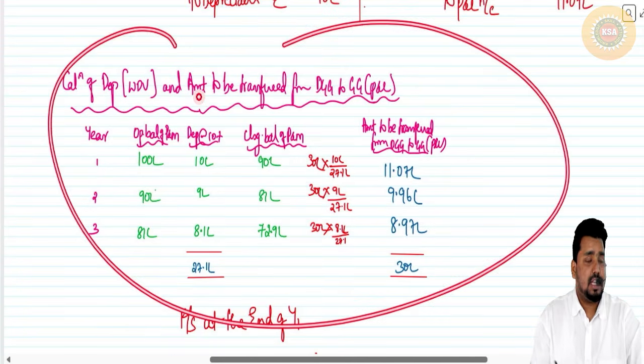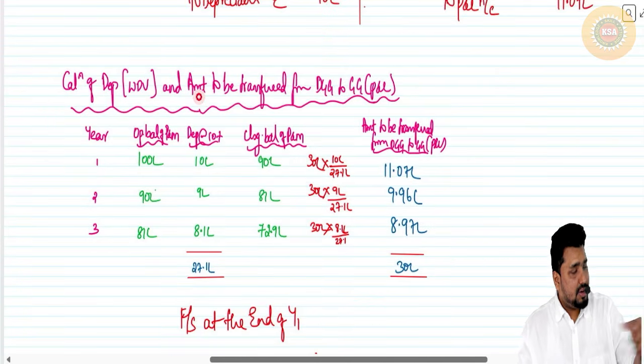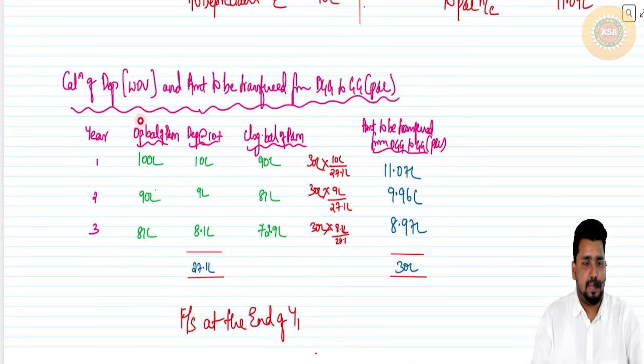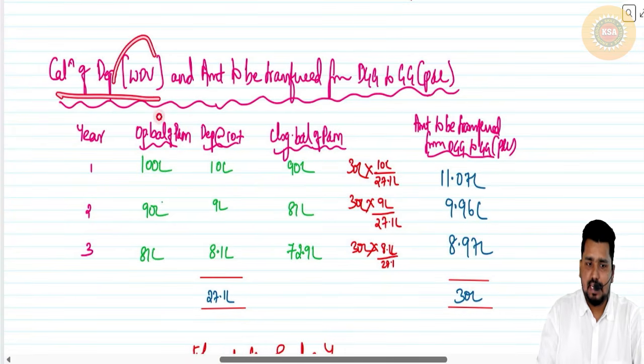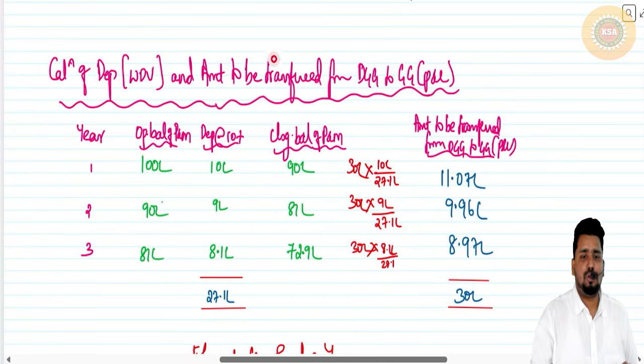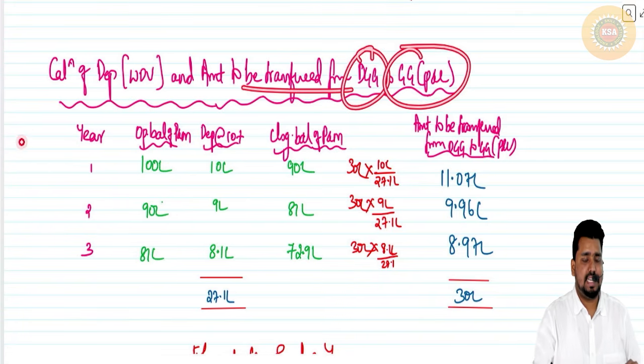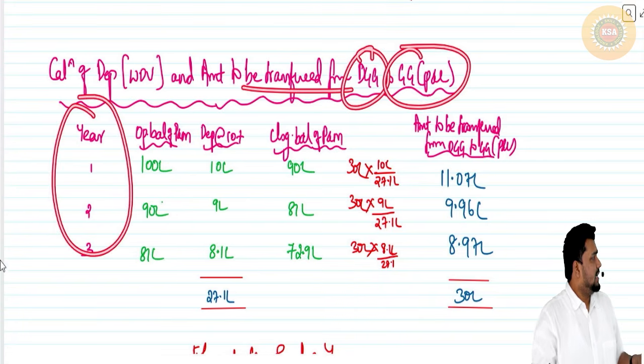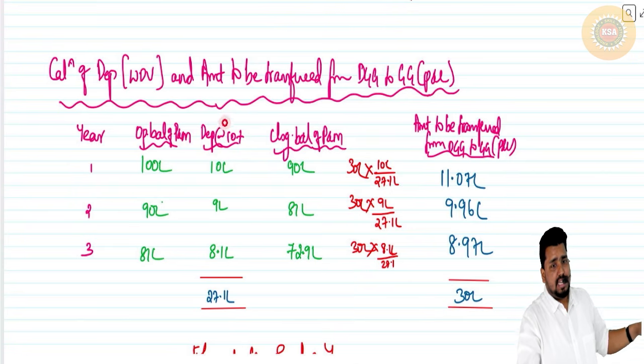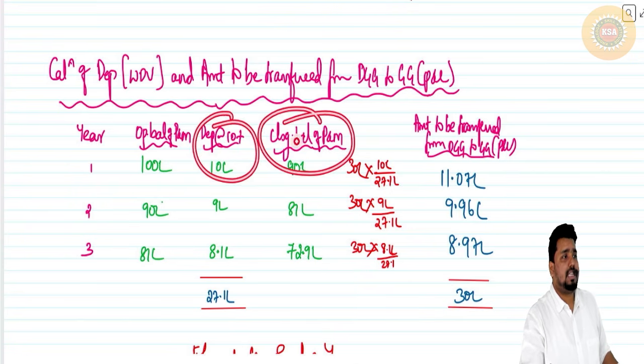For this I used to tell one calculation. This table we are going to do in the next standard also. Listen to me. So, calculation of depreciation under the WDV method, and amount to be transferred from DGG to GG. The format I have written: year, opening balance of plant and machinery, 10% depreciation, closing balance of plant and machinery.